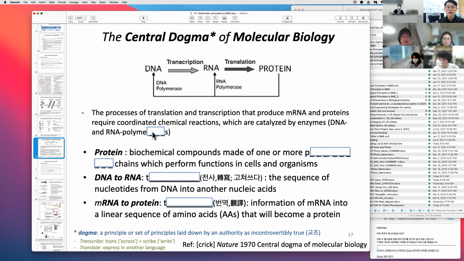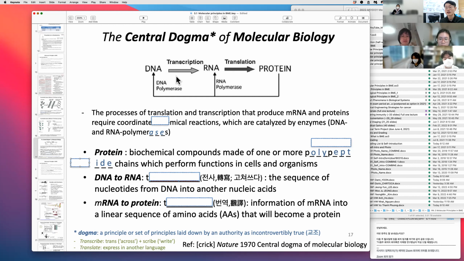Polymerase. Exactly. So that's called polymerases. And "-ase" is usually what you see when it's an enzyme; it's called "-ase". Proteins are biochemical compounds made of one or more polypeptides. Exactly, polypeptide chains, which perform functions in cells and organisms.